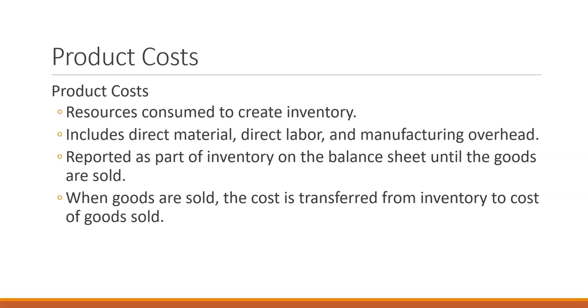Product costs are costs that are consumed to create inventory. Direct material, direct labor, and manufacturing overhead are all product costs. These costs are part of our inventory on the balance sheet. When items are sold, they become cost of goods sold. A lot of this chapter is informational. This stuff becomes easier to process as we're actually doing it in homework examples.